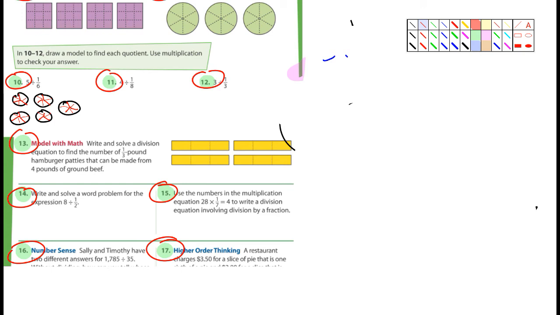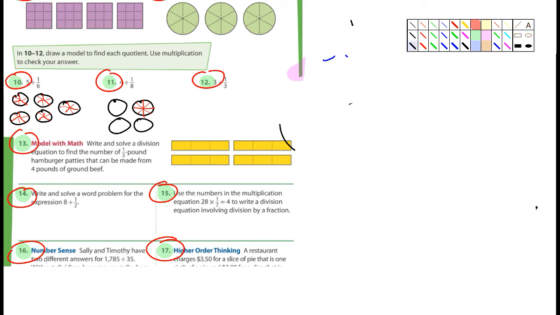And then this one would be 4 divided by 1/8. So draw 4 circles. 1, 2, 3, 4. Going to divide those into eighths. Well, first divide them into quarters. I'm just going to do 1. And then divide each one of those quarters in half, and now you've got eighths. Okay? And I'll let you do number 12 on your own.